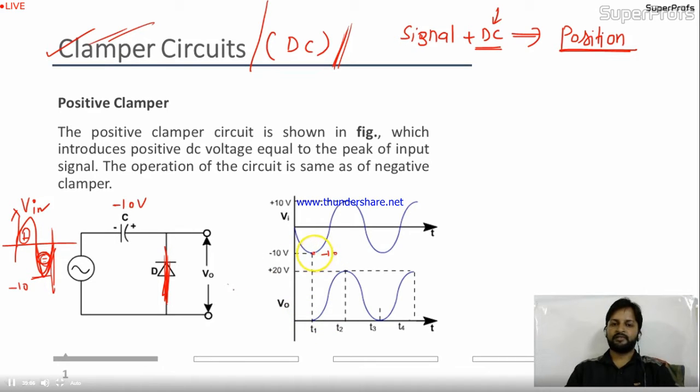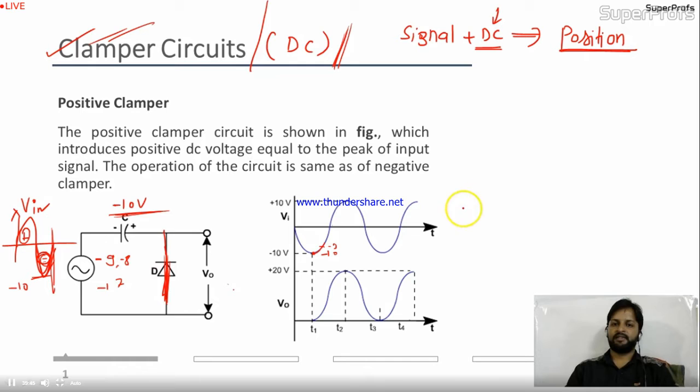Now your input is coming from minus 10 to minus 9, minus 8, and 0 and plus 1, plus 2 and like this. So in this stage, how will the diode work? After minus 10 volt, the capacitor is charged to minus 10 volt. Now the polarity of your battery is changed. It is coming to minus 9, minus 8, minus 7 and like this. So the voltage across this is positive or not?